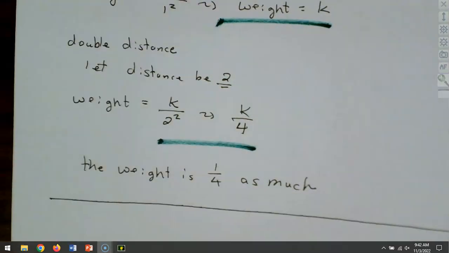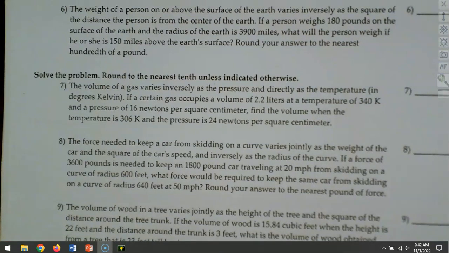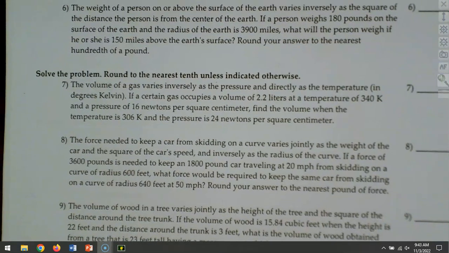Question 8 is next here. Question 8 is joint variation. Now, what does it mean when we have joint variation? Joint variation means that you have several factors going together to give you a result. So we're looking at question 8 here, and we're talking about a car skidding on a curve. So the force needed to keep a car from skidding on the curve varies jointly as the weight of the car and the square of the car's speed, and inversely as the radius of the curve.